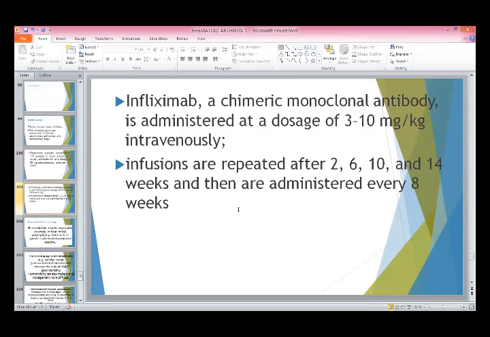Then infliximab is dosed 3 to 10 milligram per kg intravenously. Infusions are repeated after 2, 6, 10, and 14 weeks. So the patient is given the second infusion after 2 weeks, then after 6 weeks, then 10, and then 14 weeks. And then administered every 8 weeks. This is the usual regimen for this medicine.